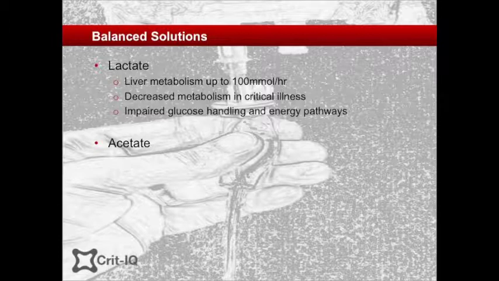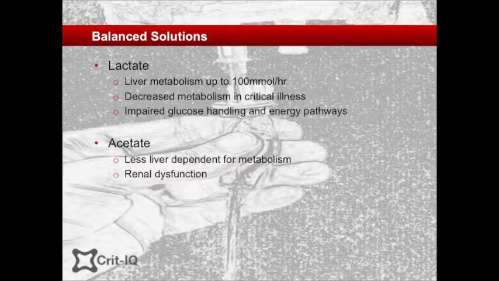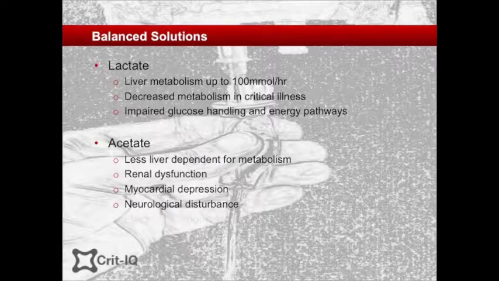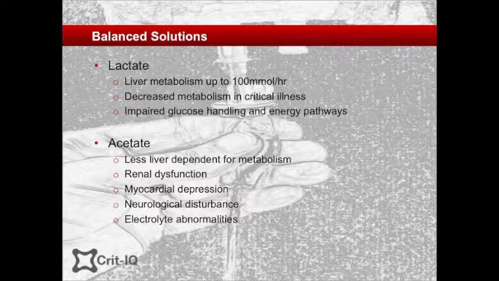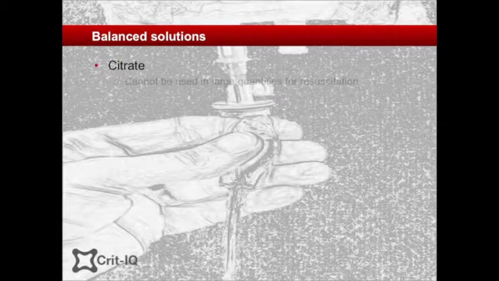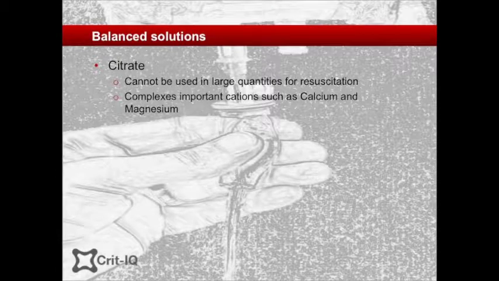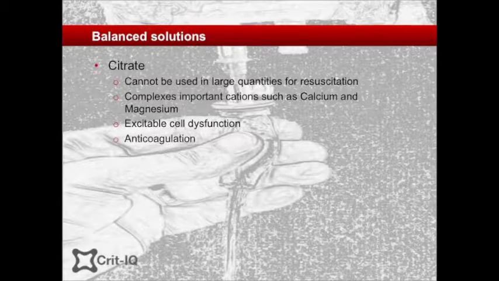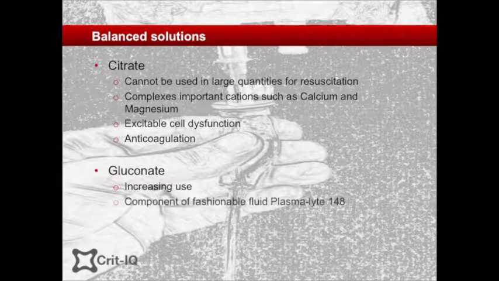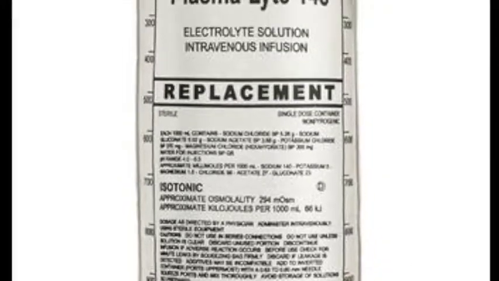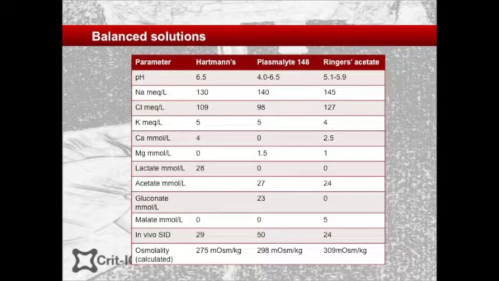Acetate is significantly better tolerated as it is metabolised faster and partly by extrahepatic sources. However, prolonged exposure to high levels can cause renal dysfunction, myocardial depression, neurological change, and electrolyte disturbances. Citrate has been used, but toxicity is problematic as it complexes important cations such as calcium and magnesium and results in dysfunction of excitable cells and anticoagulation. Gluconate is another organic anion that has found favour in recent times and is found, along with acetate, in Plasma-Lyte 148. The constitution of this and some other balanced crystalloids is shown here.